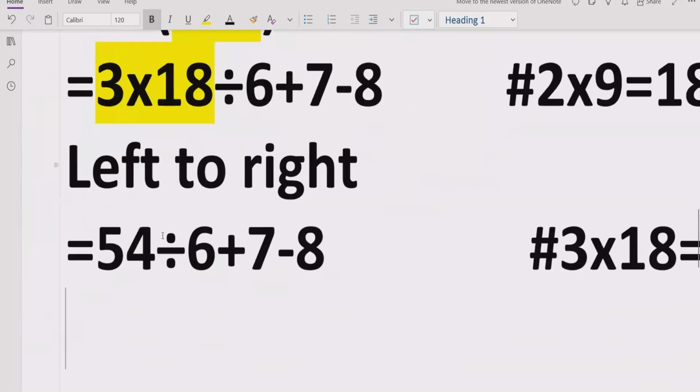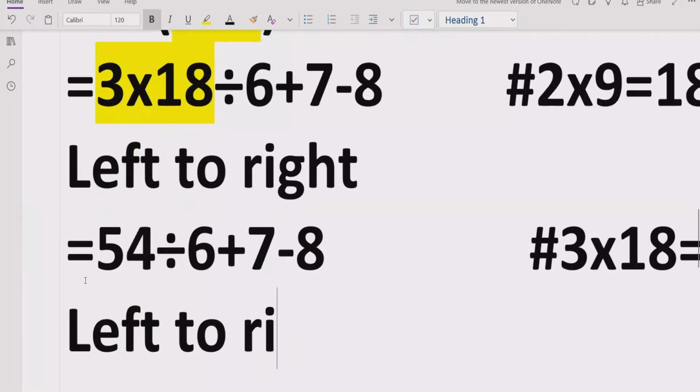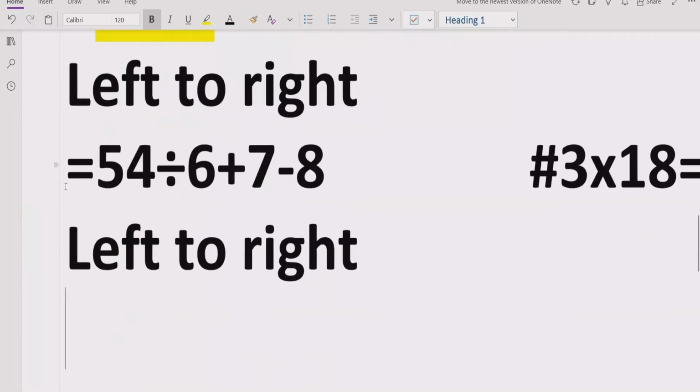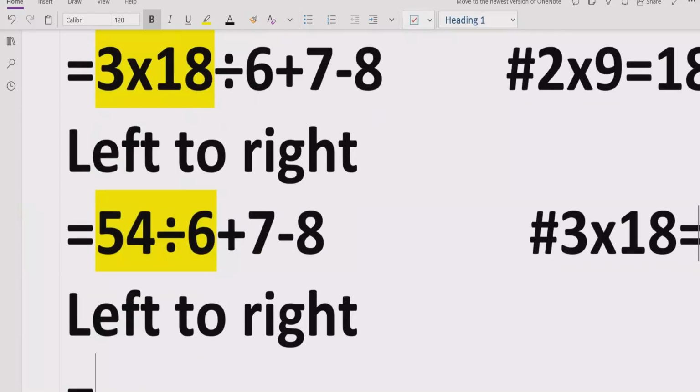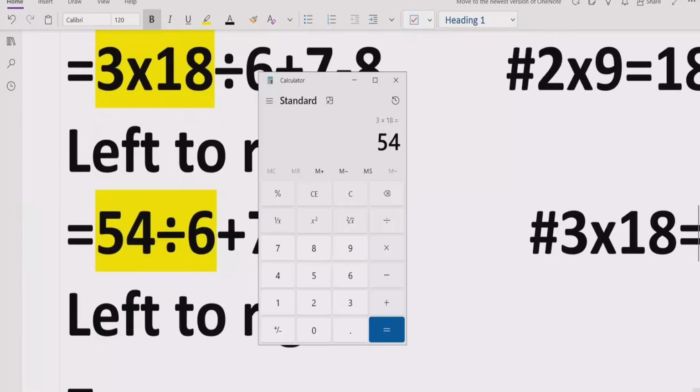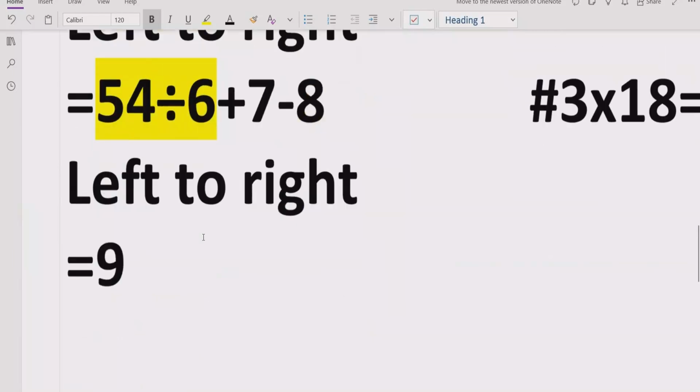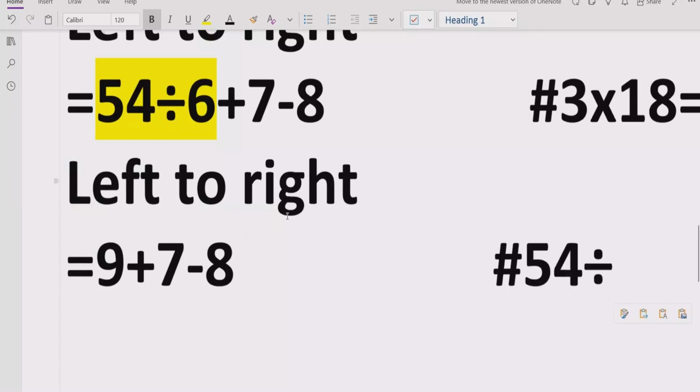Now move forward. We have to go left to right again and find out which is coming first. So now we have 54 divided by 6. So we will solve this one. We divide by 6, so the answer is 9. Then 9 plus 7 minus 8. And here we give the reference: 54 divided by 6 equals 9.